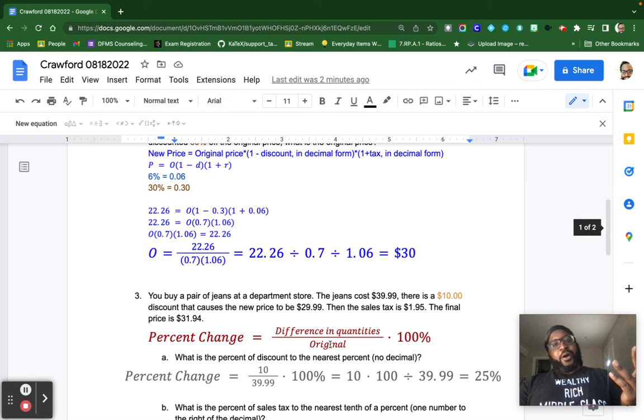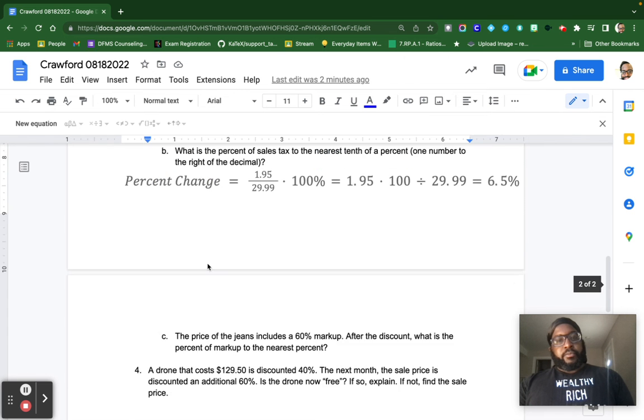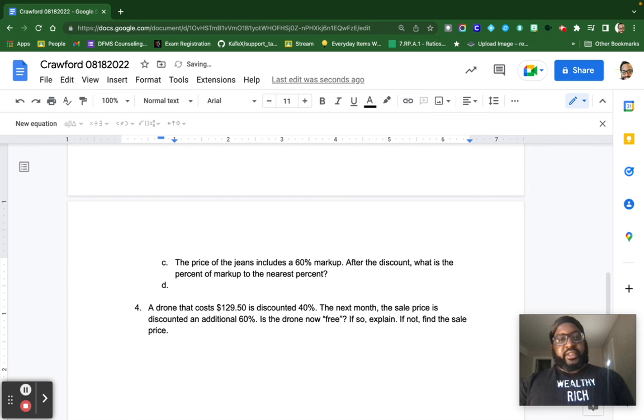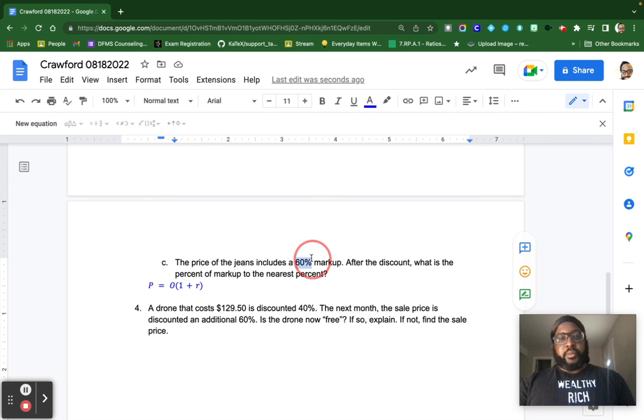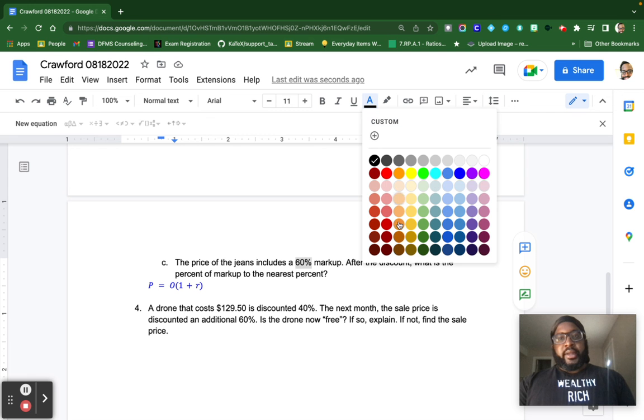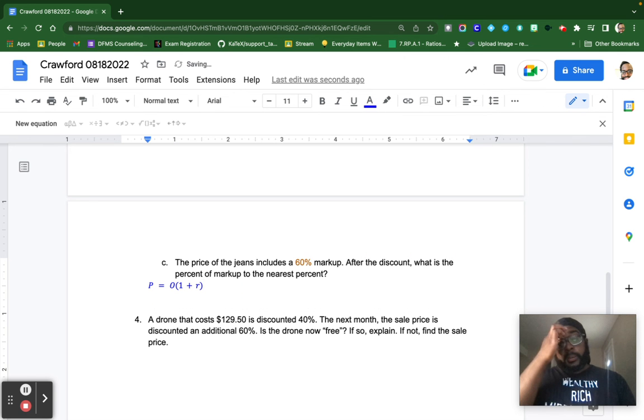Now we have to go back to our original formulas from back here. And since we don't have a discount, we can just take out this part of the formula. So let's go ahead and find the original price. Let's work with that part first. Let's work with this 60% markup. And since I talked about it, I'm going to go ahead and just kind of shortcut it.